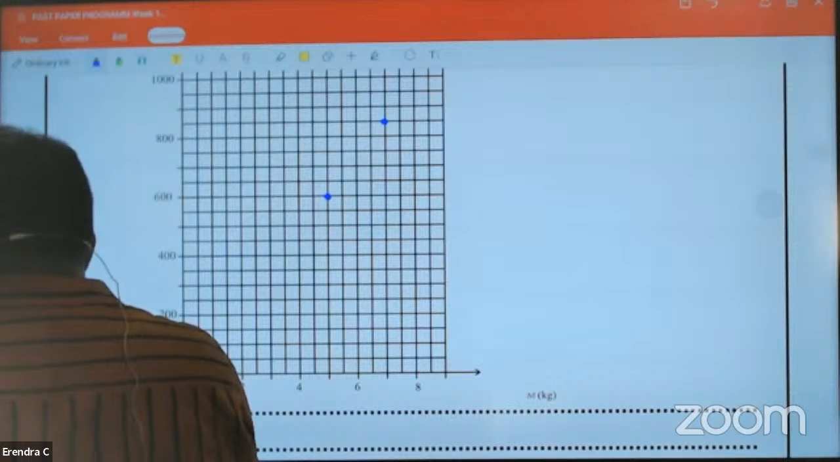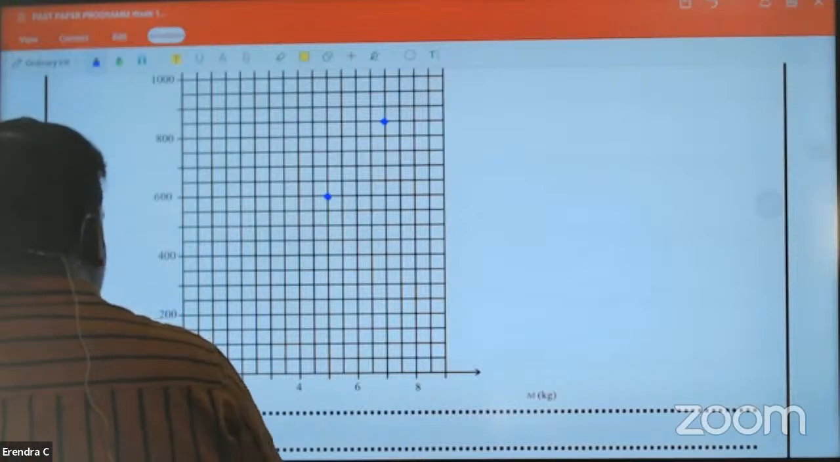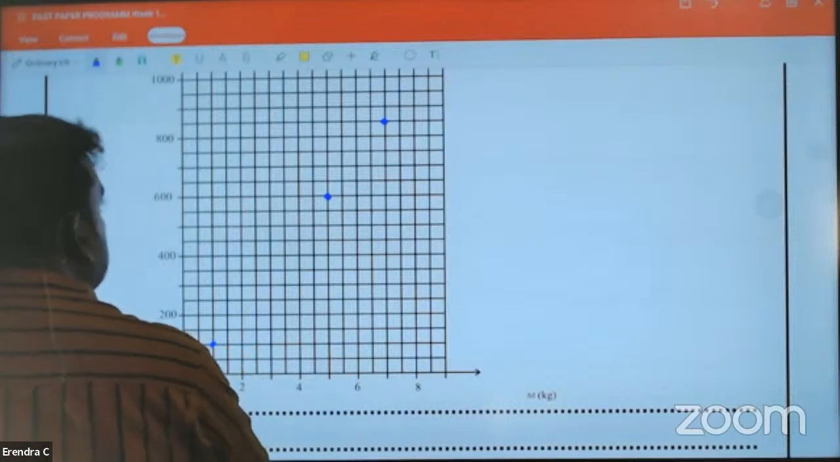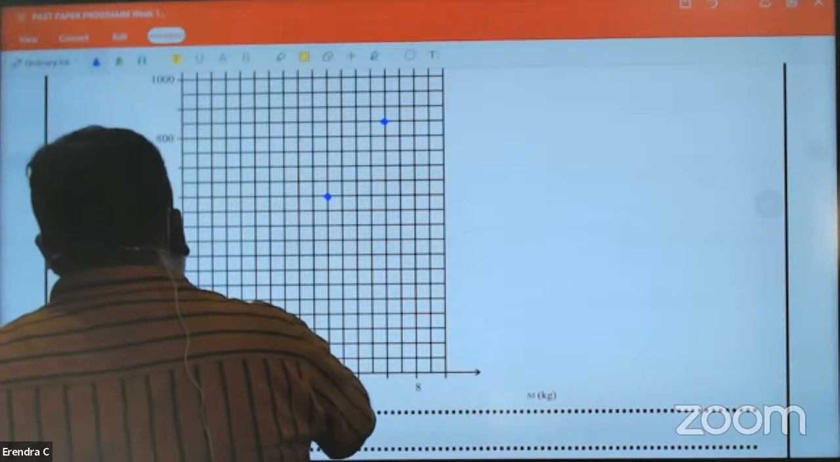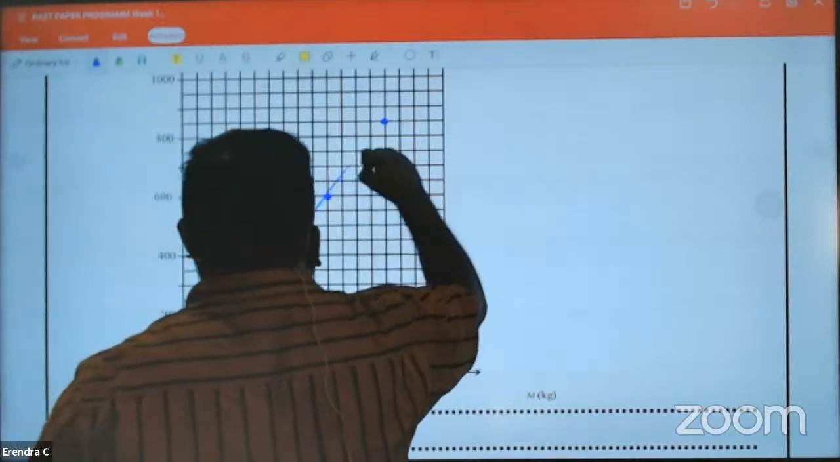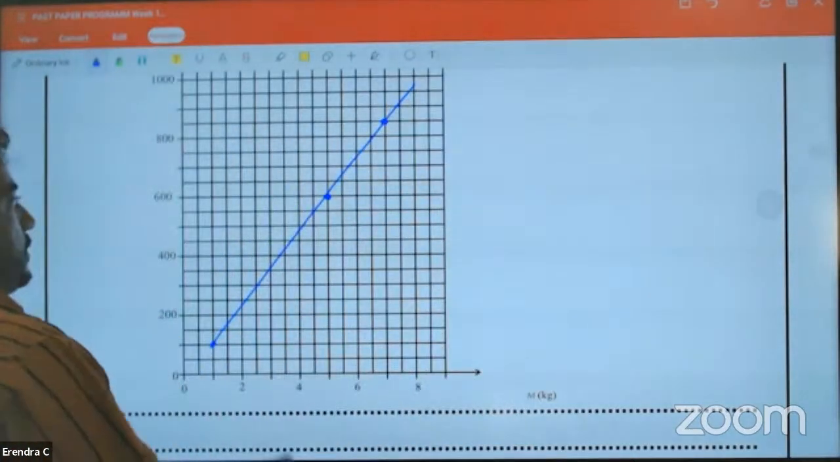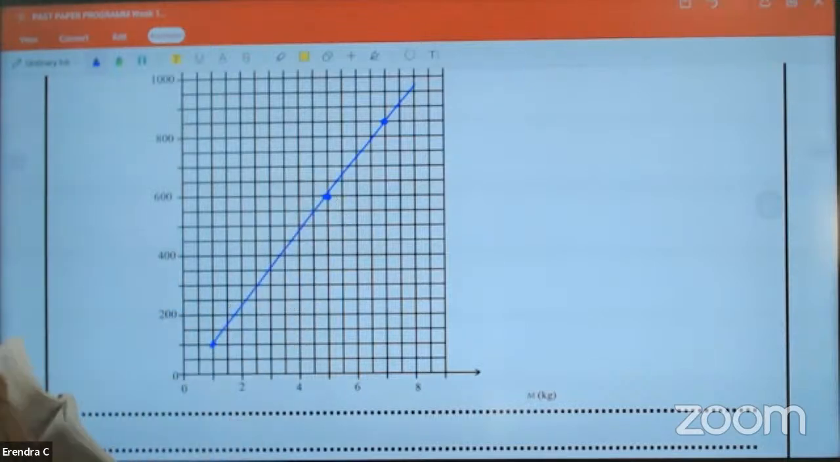Okay. 100 also I think it goes. So the graph is like this. It has not got printed. That's the problem. 100 goes through that. Right.